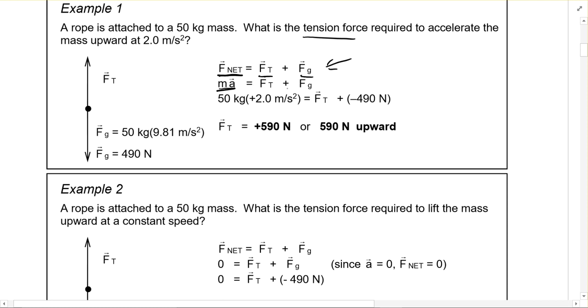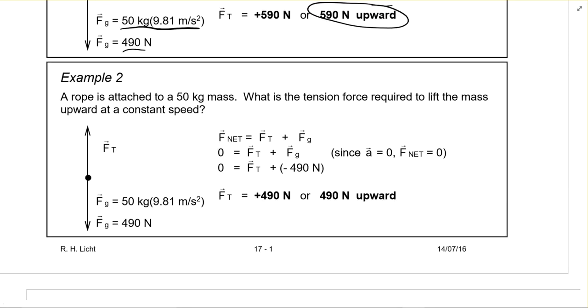And then that is equal to Ft plus Fg, mass times positive acceleration. And then we still have Ft. And then it's going to be negative 490 newtons. And we figure that out just by multiplying the mass times 9.81 to get the force of gravity in newtons. And then just solve for Ft. So rearrange, it's going to be positive, so that means the tension force is going to be 590 newtons upward.